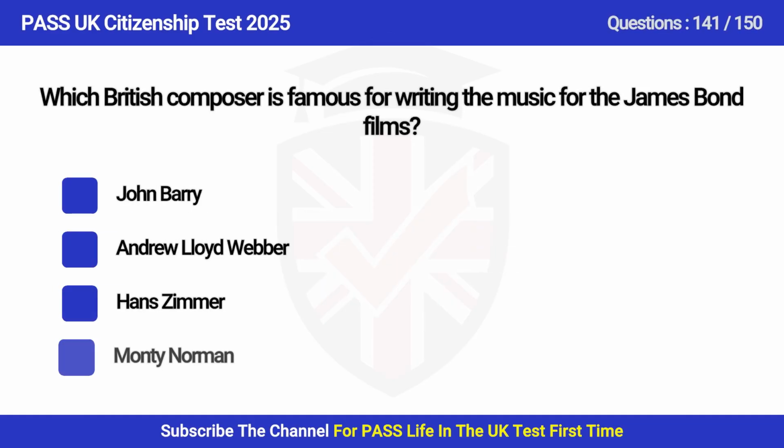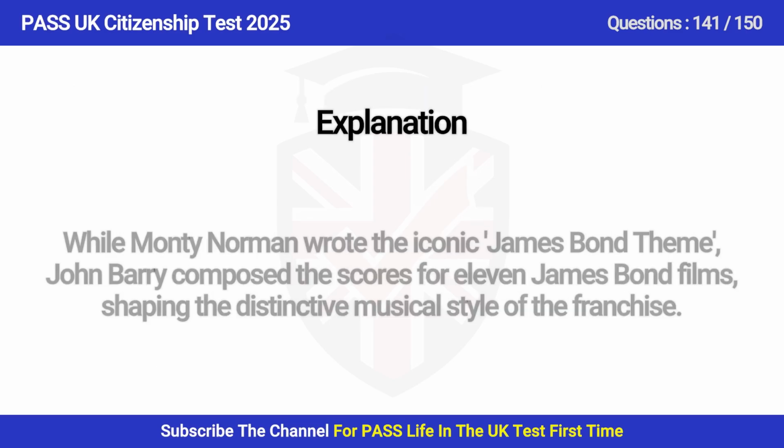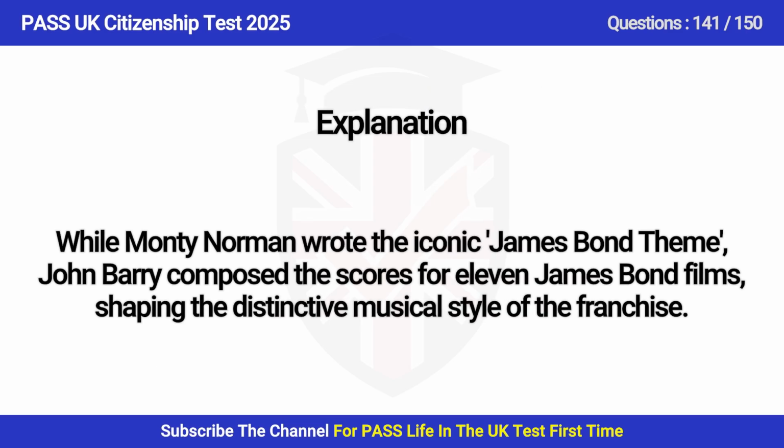Question 141. Which British composer is famous for writing the music for the James Bond films? A. John Barry, B. Andrew, C. Hans, D. Norman. Answer is A. John Barry. While Monty Norman wrote the iconic James Bond theme, John Barry composed the scores for 11 James Bond films, shaping the distinctive musical style of the franchise.